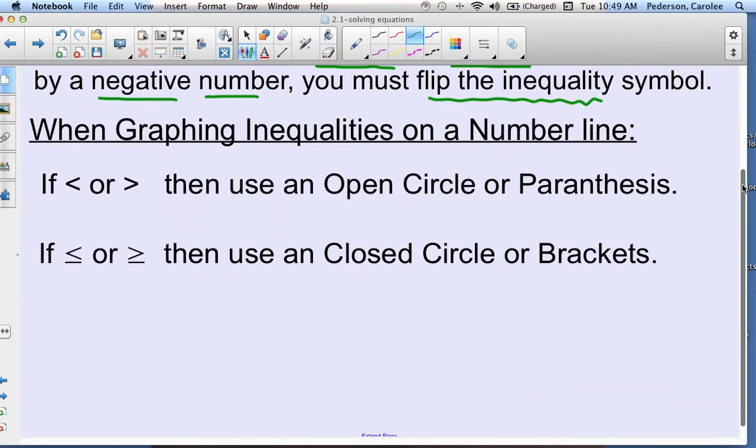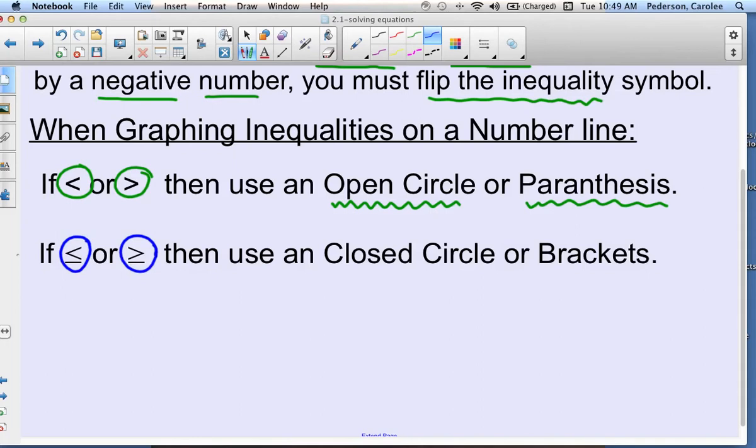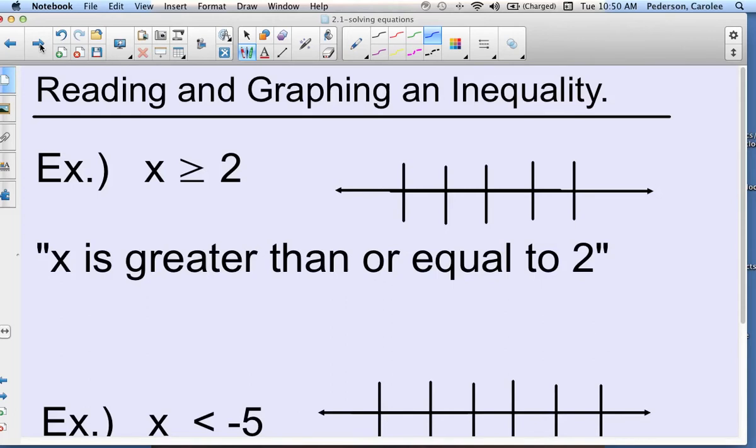The next thing in this video is when we graph inequalities, if it is a less than or a greater than, we can choose two ways to graph it. Either an open circle or a parentheses. If it is less than or equal to or greater than or equal to, that now includes the number. So we would either graph it with a closed circle or brackets. So now let's go through and graph and read these inequalities.